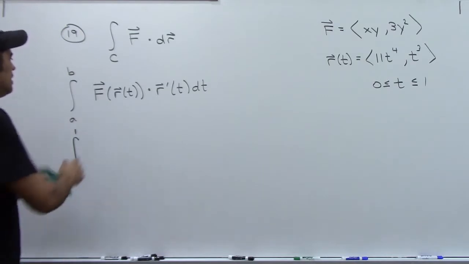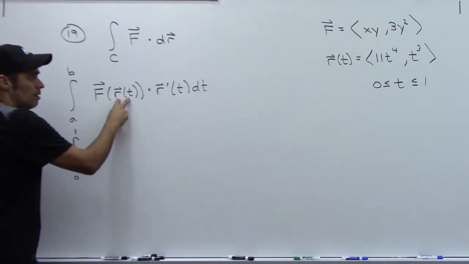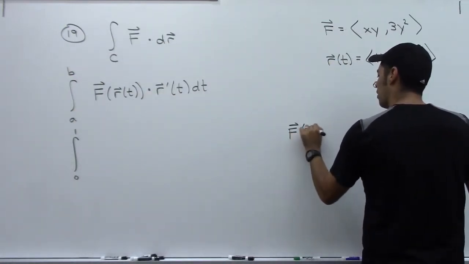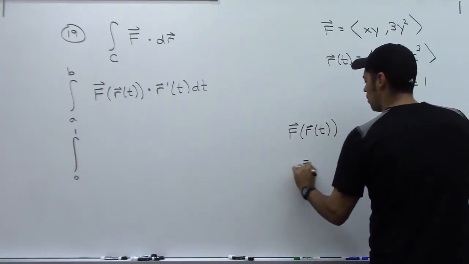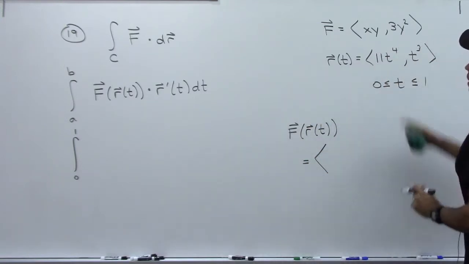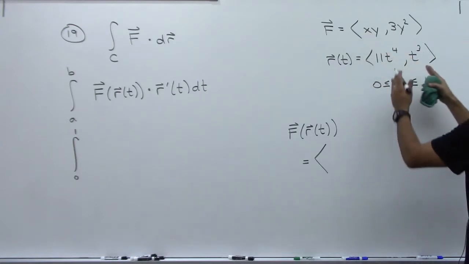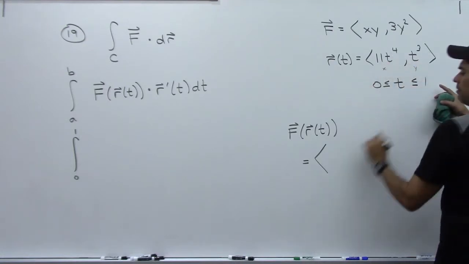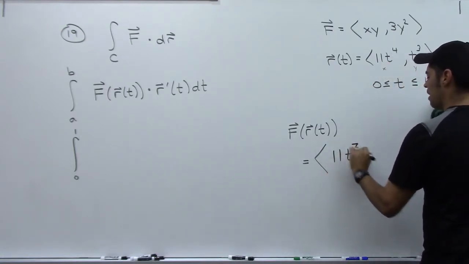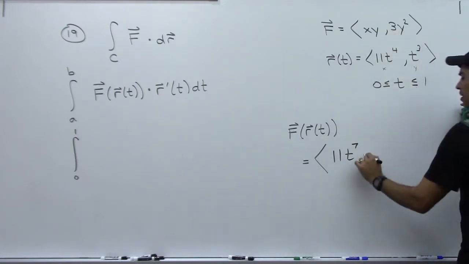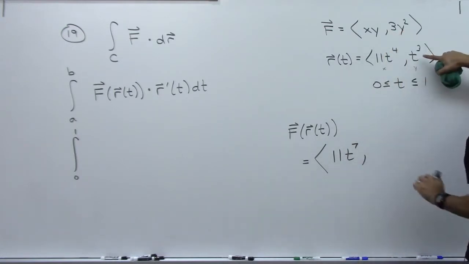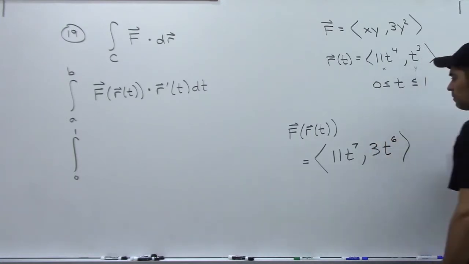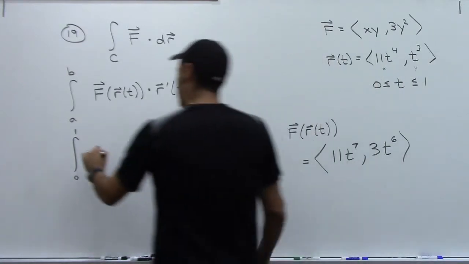All right, we need to take the f and we need to plug in our curve. So that means take this vector field, f, plug in the curve to it, which means we're going to get a vector. I take the x times the y. So I look to my curve. Here's the x, here's the y. I'm going to multiply the two together. So that gives me 11t to the 7th. Then this next component is going to be 3 times y squared. So I'm going to take 3 and then square the y. Squaring that, I get t to the 6th. That's the first part of this.